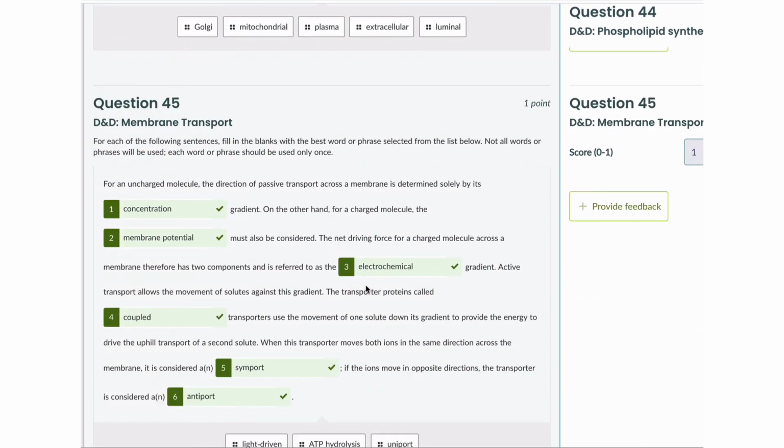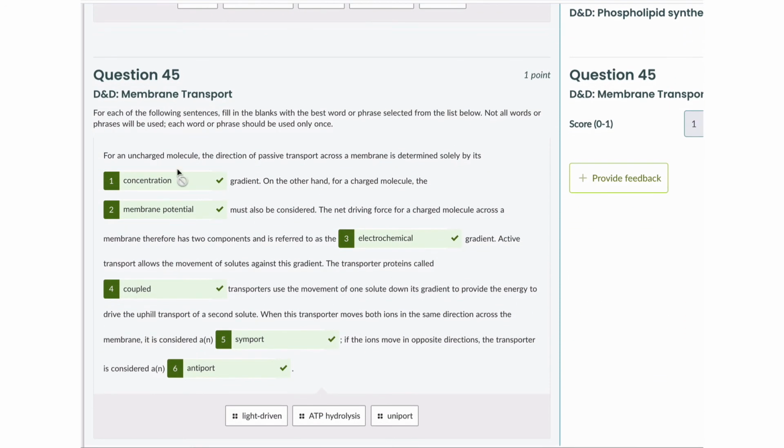The final question, question 45, fill in the blank, drag and drop to fill in the blank. For an uncharged molecule, the direction of passive transport across the membrane is determined solely by its concentration gradient. The electrical gradient is irrelevant because it's uncharged. On the other hand, for a charged molecule, the membrane potential must also be considered, the electrical component. The net driving force for a charged molecule across the membrane therefore has 2 components. It's referred to as the electrochemical gradient. Active transport allows the movement of solutes against this gradient.